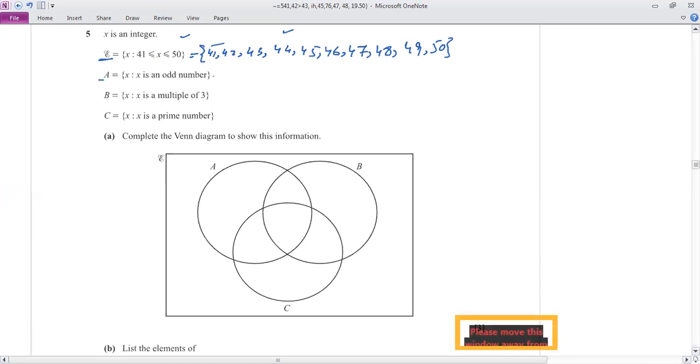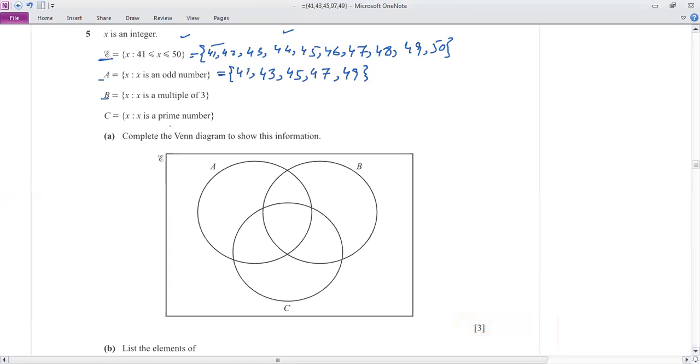So what you have to do, let's write this set also. Odd numbers, which numbers are odd from this one: 41, 43, 45, 47, 49. These are the elements of set A. Then set B is saying X is a multiple of 3.